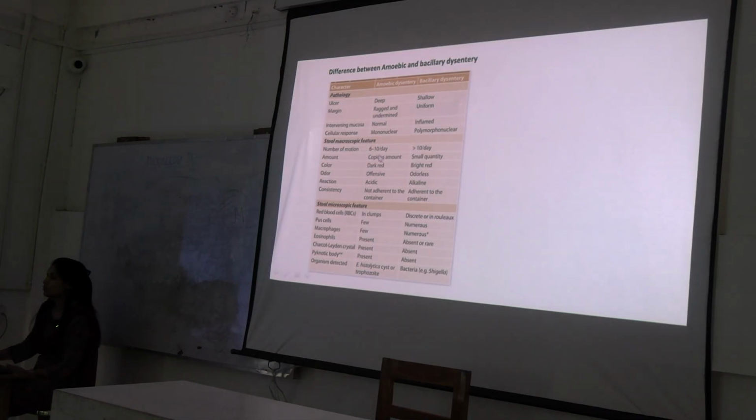Number of motions should be more in case of bacillary dysentery. In case of amoebic, it should be lesser, but the amount will be copious. But here in bacillary dysentery, it will come out in small quantities. So the patient is complaining of painful defecation in small quantities in case of bacillary dysentery. Okay.